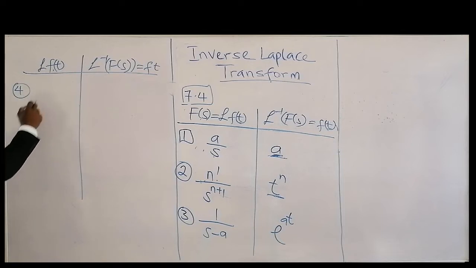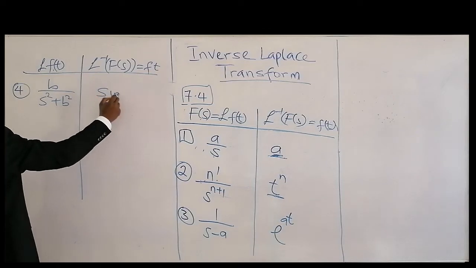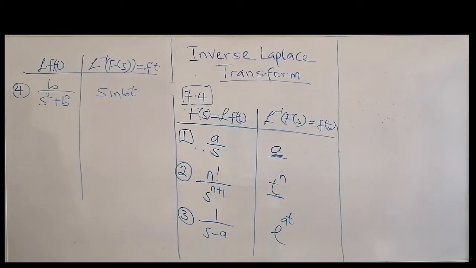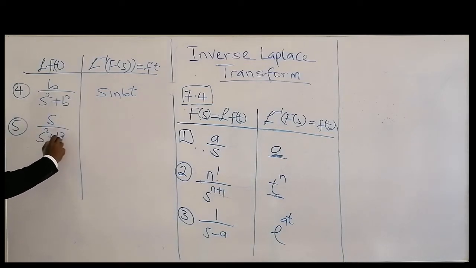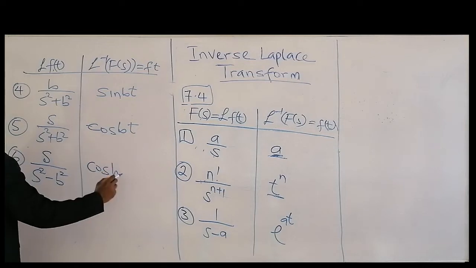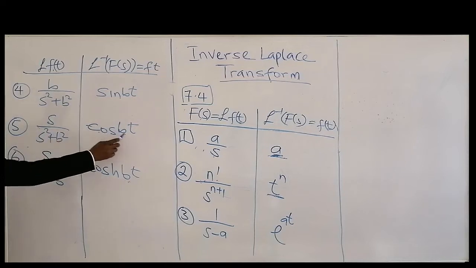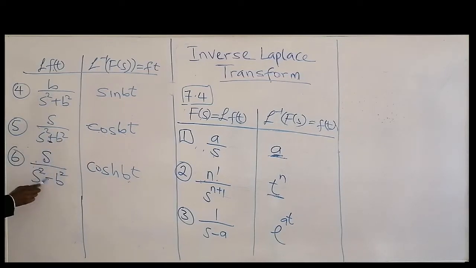Number 4, this function over this function will give us sine bt. Then the fifth one, when you have s over s squared plus b squared, that will give us cos bt. Then the sixth one, if you now have this with plus and minus here, this will become a hyperbolic function. It is almost the same as this, just that this is positive for cos bt, and for the hyperbolic, this will be minus.